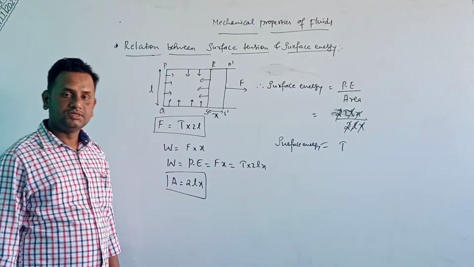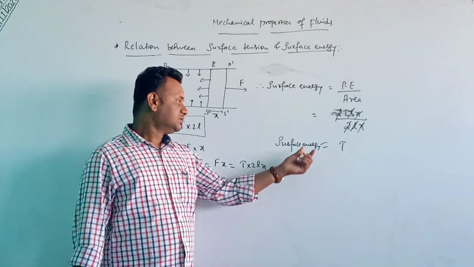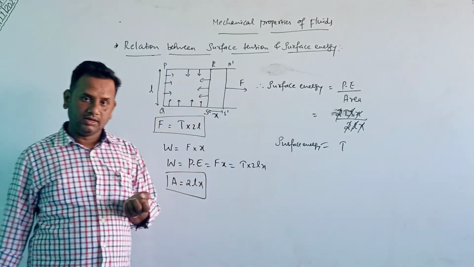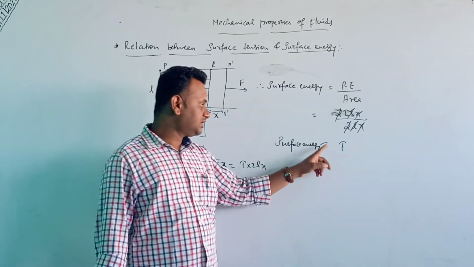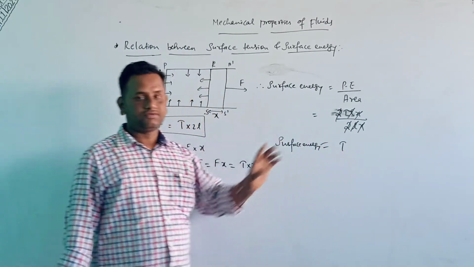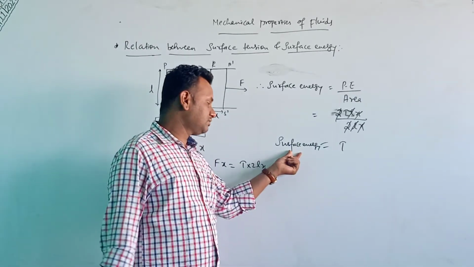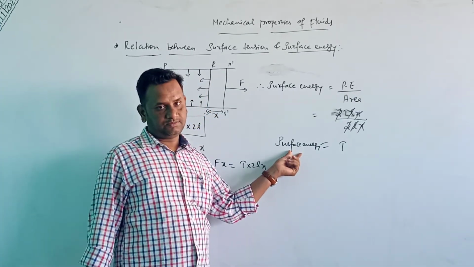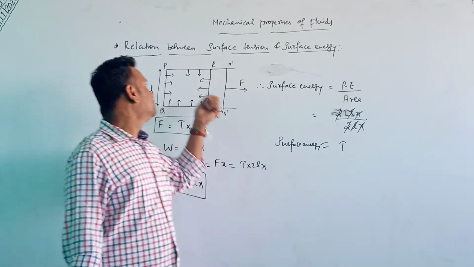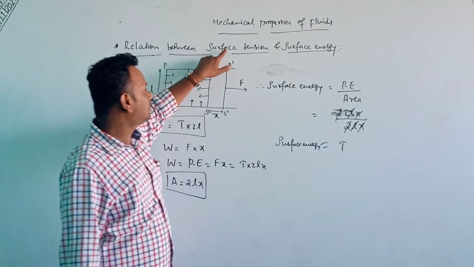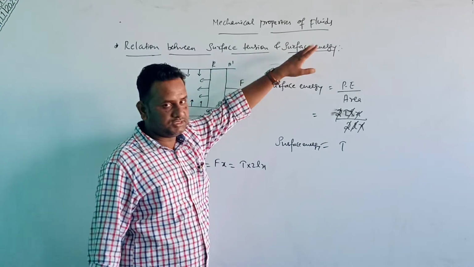Here T means surface tension. So thus numerically the surface energy is equal to the surface tension, or surface tension is equal to the surface energy. Okay, so this is the relation between the surface tension and the surface energy.